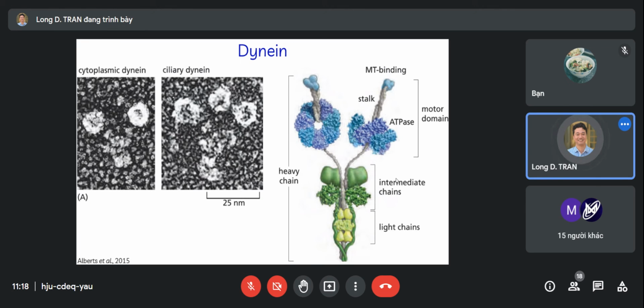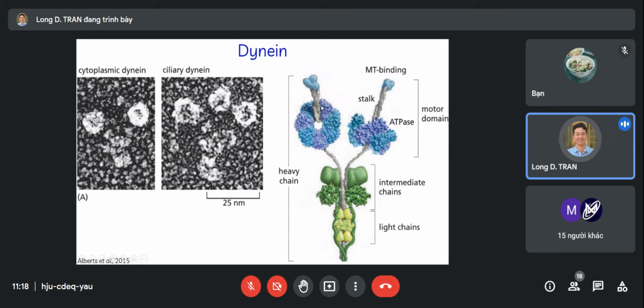So for dynein, the cytoplasmic dynein has only two heads, while the ciliary dynein or the axonal dynein has three heads. Sometimes they have only one head, a single head, in the cilia. So dynein is a very large protein.